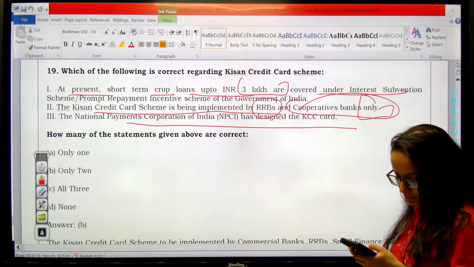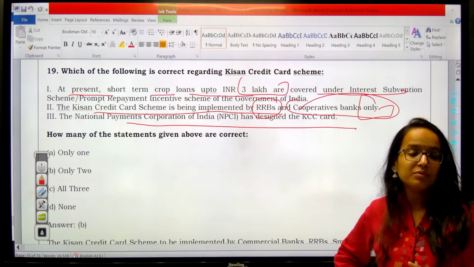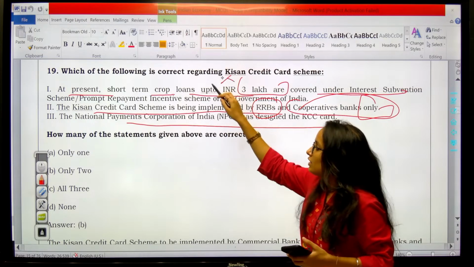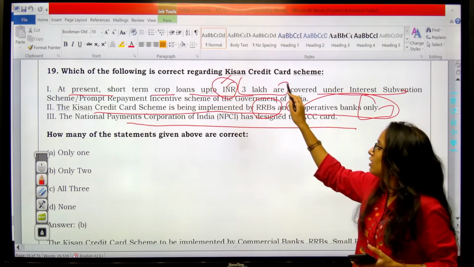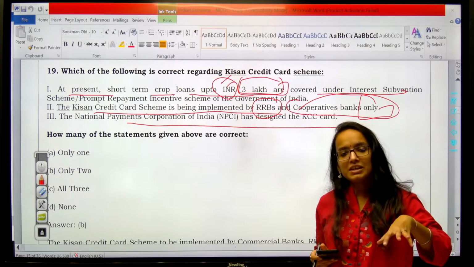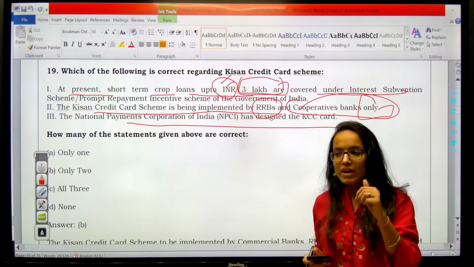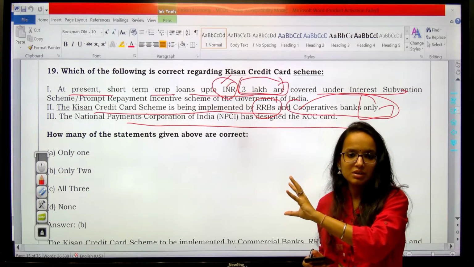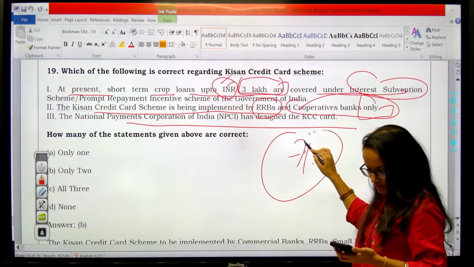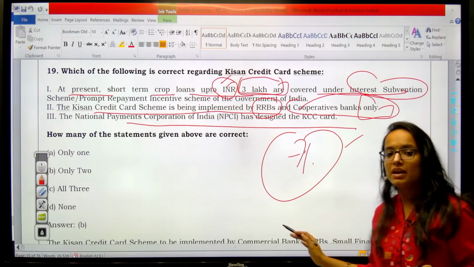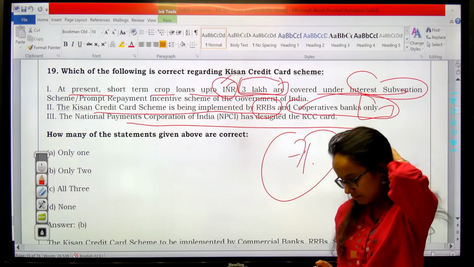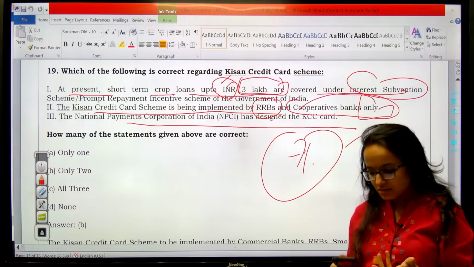Statement 2 is wrong. KCC is implemented by scheduled commercial banks also. Very good. So the first statement is true. Yes, the short term crop loan is there up to 3 lakhs under the interest subvention scheme of the Government of India. What is this scheme? It is basically for the subvention of interest, providing loans at lower interest to these farmers. So the present interest rate under the interest subvention scheme is how much? 7% per annum, if you remember, right? 7% per annum up to 3 lakh rupees, 7% per annum. So presently under the interest subvention scheme, this is the interest rate, 7% per annum, right?